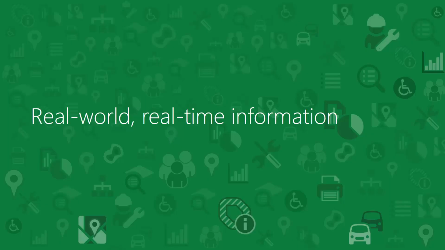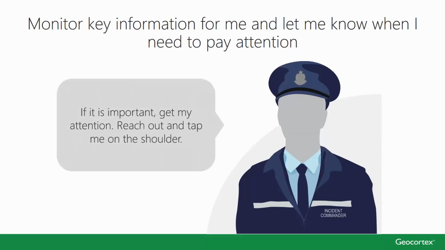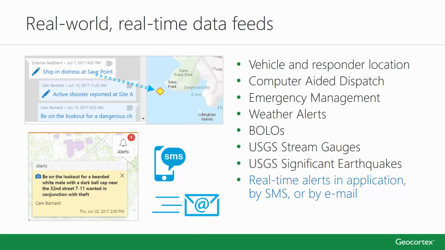All right, our third big theme is real-time, real-world information. What we obviously very quickly discovered is there's a lot going on in the real world that our incident commander needs to know about. It's not enough to give an incident commander tools. If it's important, we need to reach out and tap our incident commander on the shoulder and make them aware of what's going on.